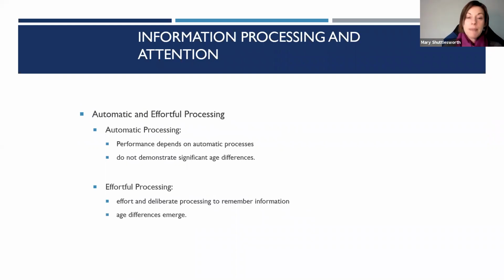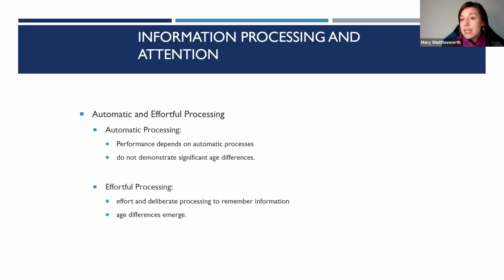All right, so let's talk then about processing and attention. We've got two different types of processing here, and we'll talk about the age-related changes that we see. One type of processing is what we call automatic processing. This is that unconscious, automatic process where it's something that I've done over and over and over again, and so I'm very familiar with it. I know how to do this. I could do it in my sleep. With automatic processing, we don't typically see the age-related changes.